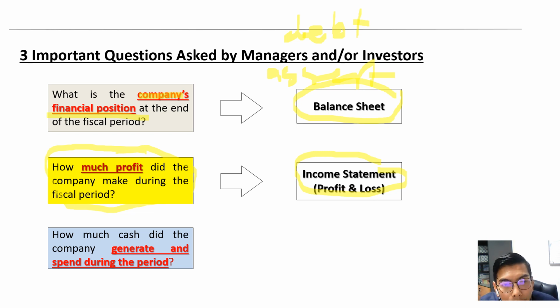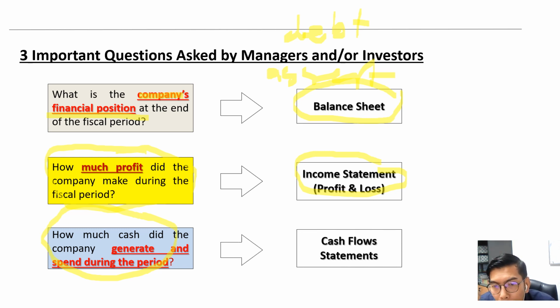The last question that we normally ask is, how much cash did the company generate and spend during the period? Sepanjang setahun, during the year, how much cash did we generate and where did we spend that money? How are we going to respond to it? By preparing what we call a cash flow statement. The cash flow statement is where we show the money that we have generated, and from that money, where we spend it.